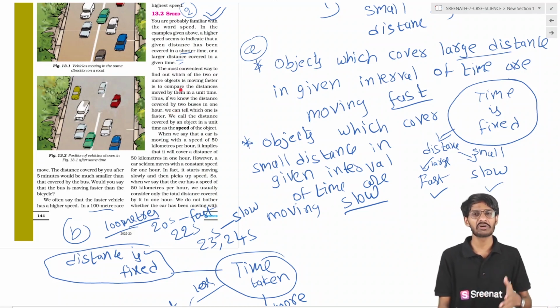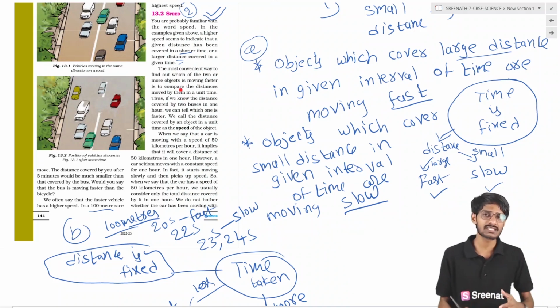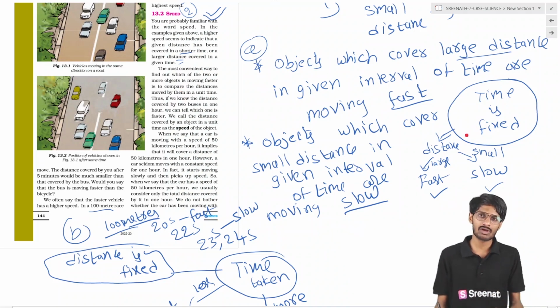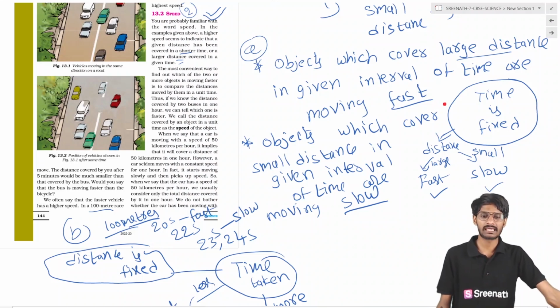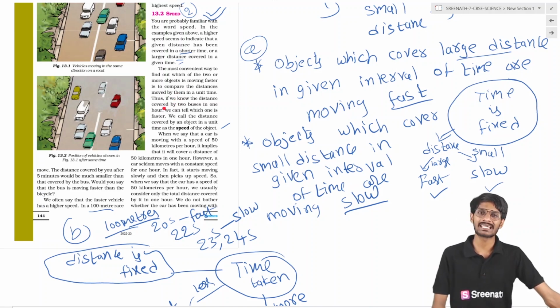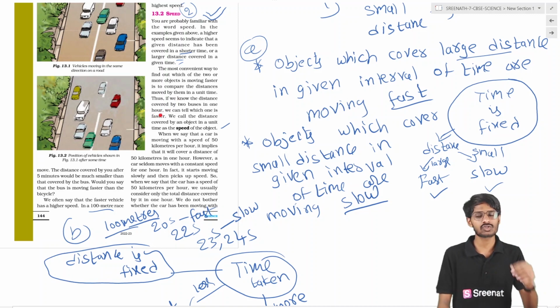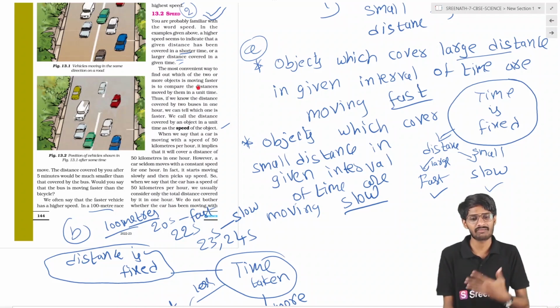And the most convenient way to tell who is moving fast is, basically, if time is fixed, those who are covering large distances have the higher speed, students. So that is the most familiar way. Suppose we call the distance covered by an object in a unit time the speed of the object, students. So if you want to decide the speed of two buses, if you know the distance covered by them in 1 hour of time, then we can easily decide the speed of those buses and which is moving fast or slow, or which has high speed or low speed.